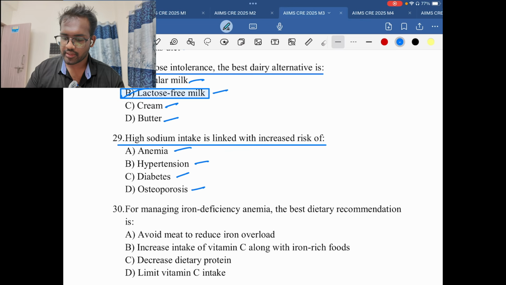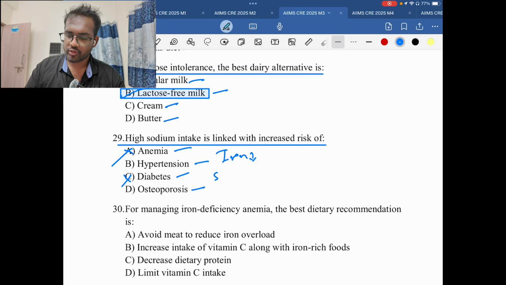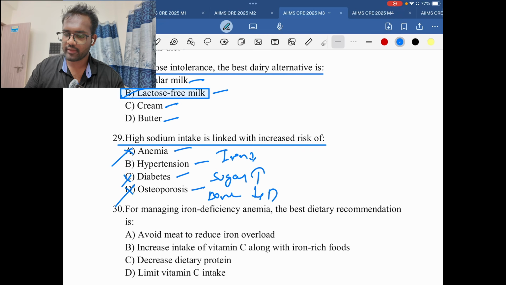First, eliminate the options. Anemia is caused due to iron deficiency, low hemoglobin, and diabetes is caused due to high levels of sugar in the blood, and osteoporosis is related to bone disease, due to a decrease in vitamin D and calcium. So the answer will be B, hypertension.